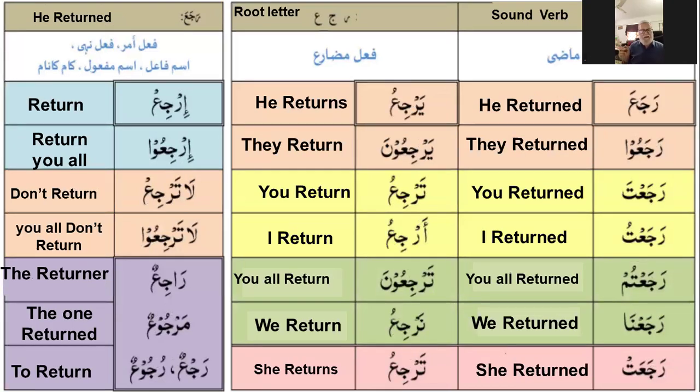Next is raja'a. Raja'a, he returned. Raja'u, they returned. Raja'ta, you returned. Raja'tu, I returned. Raja'tum, you all returned. Raja'na, we returned. Raja'at, she returned. Yarji'u, he returns. Yarji'una, they return. Tarji'u, you return. Arji'u, I return. Tarji'una, you all return. Narji'u, we return. Tarji'u, she returns. Irji', return. Irji'u, return you all. La tarji', don't return. La tarji'u, don't return you all. Raji'un, the returner. Marji'un, the one who returned. Ruju'un, return.